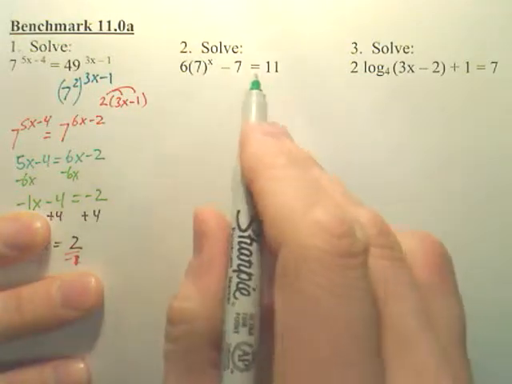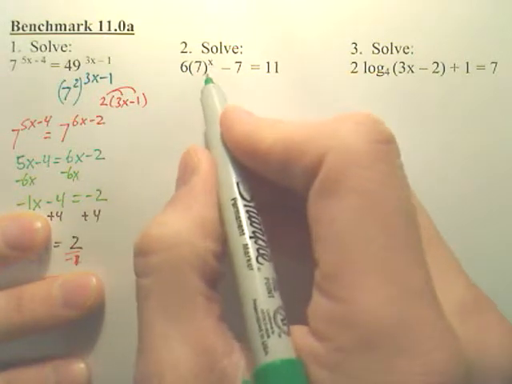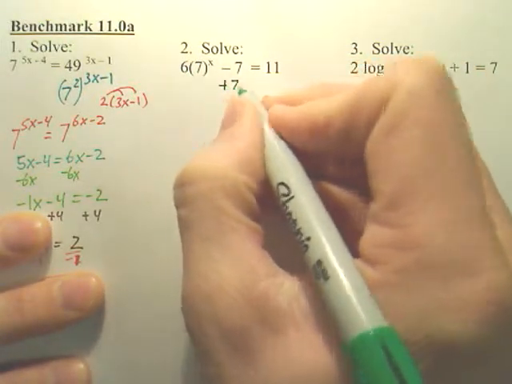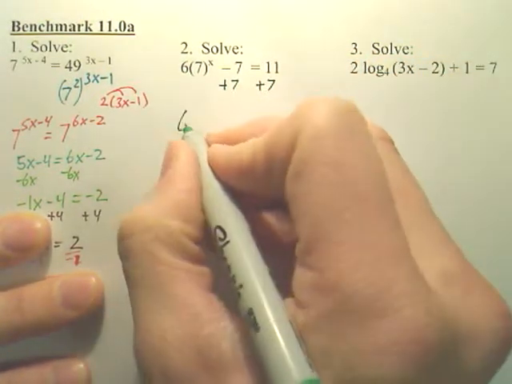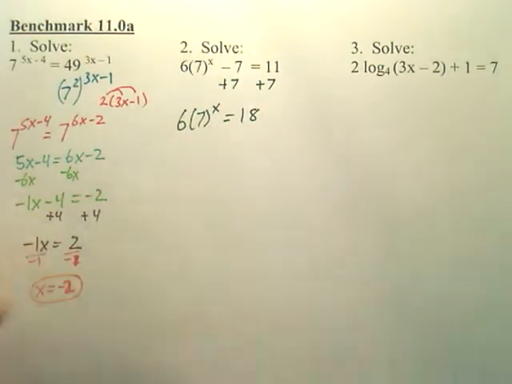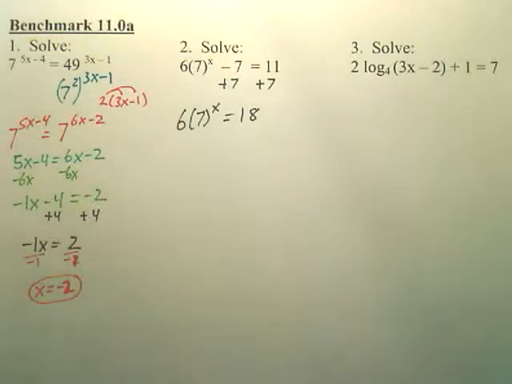If I want to solve this, our goal is to get the 7 to the x power by itself, and then we're going to change it to a log. In order to do that, we first add this 7 over. So when you add the 7 over, you get 18.